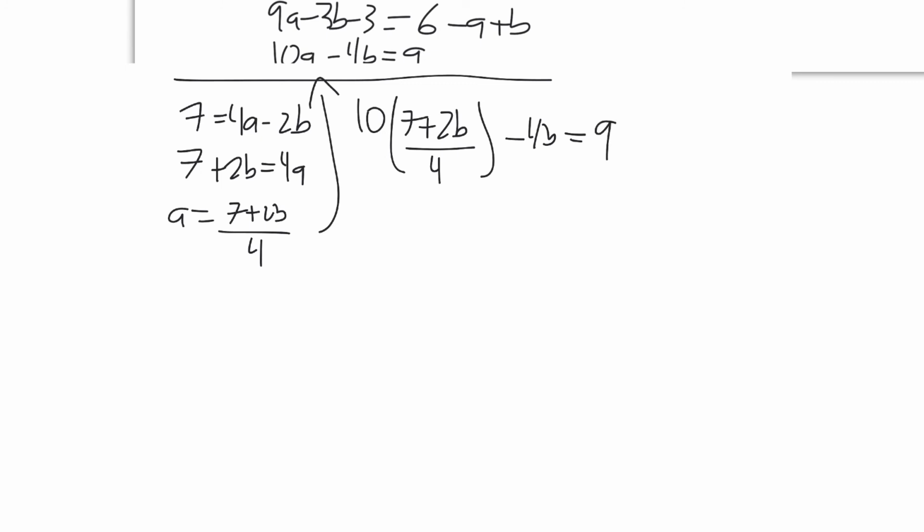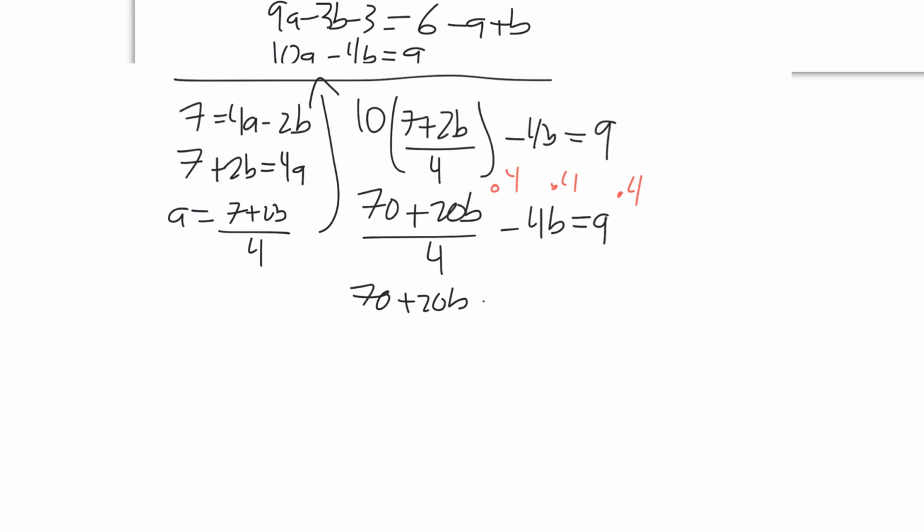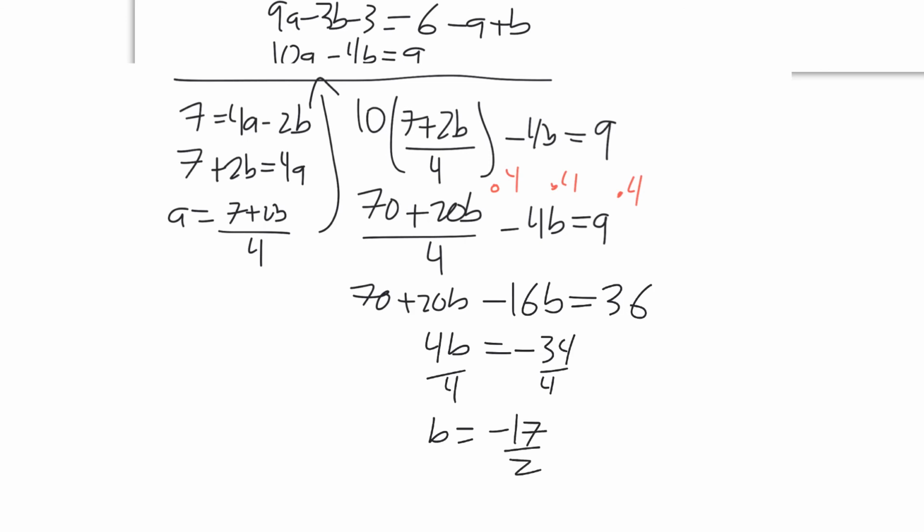So we've got to get rid of that 4 eventually and multiply that 10. So that'll be 70 plus 20b over 4 minus 4b equals 9. We can go ahead and multiply everything by 4 to clear the 4. So that'll be times 4, times 4, times 4. 70 plus 20b minus 16b equal to 36. So next up we can go ahead and combine the b's. 4b, and we can move the 70 to the other side. That'll be negative 34. So divide by 4, divide by 4. b is equal to negative, well, we could reduce that, 17 over 2.